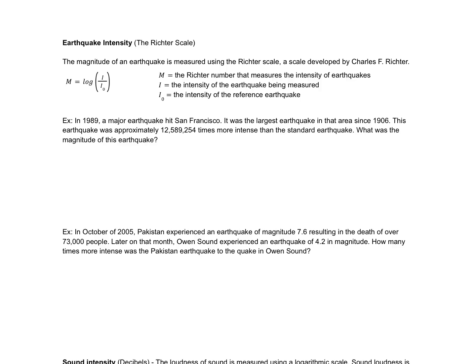This earthquake was approximately 12,589,254 times more intense than the standard earthquake. What was the magnitude of this earthquake? So the fact that it tells us how much more intense it was, that actually gives us that ratio of the intensity of the earthquake being measured with reference to the intensity of the standard earthquake, which means we're just subbing in the given number for the argument.